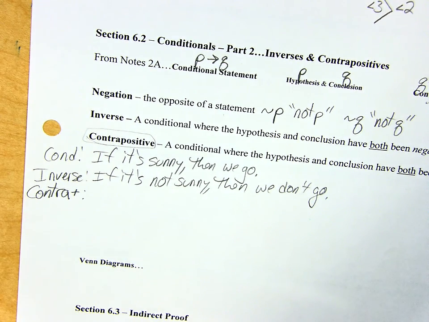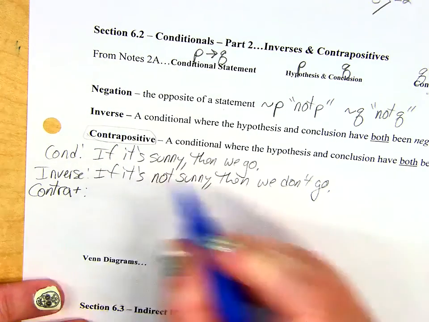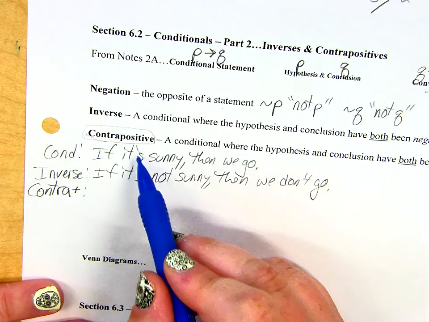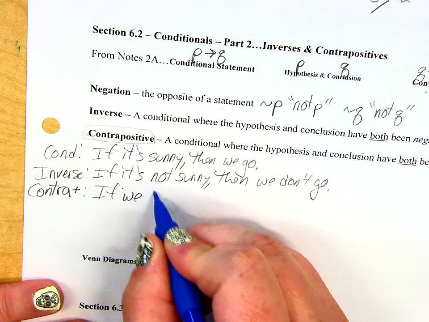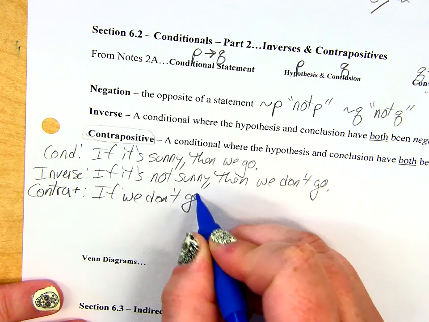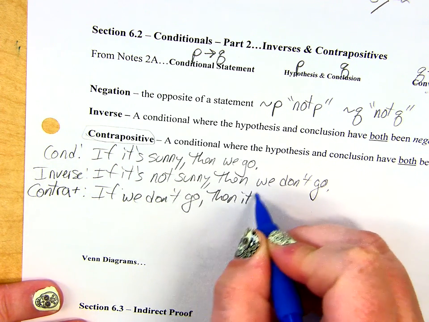So I always go back to my original conditional. I want to look at my conditional. I want to switch them and negate them. Does anybody want to give it a shot? What might that read? Go ahead, Dakota. We don't go if it's not sunny. You're so close. Just leave the if in the beginning. So if we don't go. Okay, so if we don't go, then it's not sunny. Yes, there it is. So contrapositive. I'm taking, again, that conditional. I'm going to swap them and negate them. If we don't go, then it's not sunny.